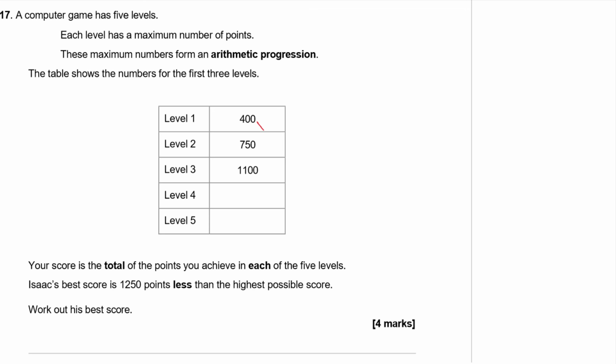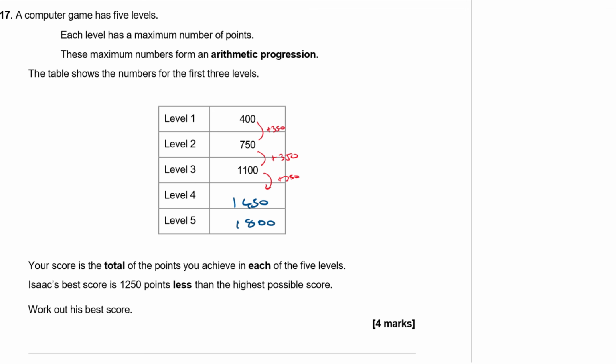So the first 3 levels, what's the gap between there and there? So 400 plus 350 would take you from 400 to 750. And add in another 350, it's going to take you from there to there. So add in another 350, it's going to take me to what? 1,100 plus 350. That's 1,450, and then level 5 must be 350 on top of that, which is 1,800 then, isn't it? Okay, so that must be the scores for the levels required.